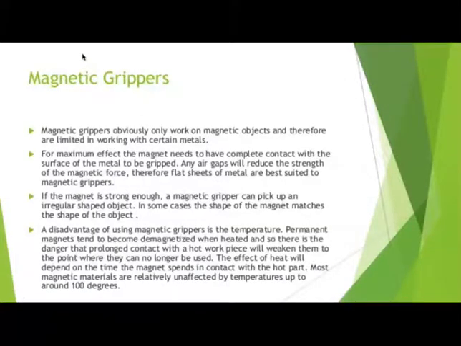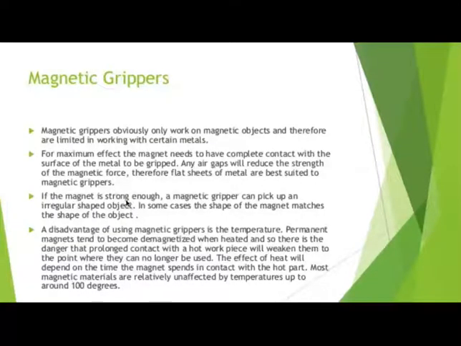Here another is the magnetic gripper. Magnetic grippers obviously only work on magnetic objects and are therefore limited to working with certain metals only. For maximum effect, the magnet needs to have complete contact with the surface of the metal to be gripped. Any air gaps will reduce the strength of the magnetic force. Therefore, flat sheets of metal are best suited to magnetic grippers.